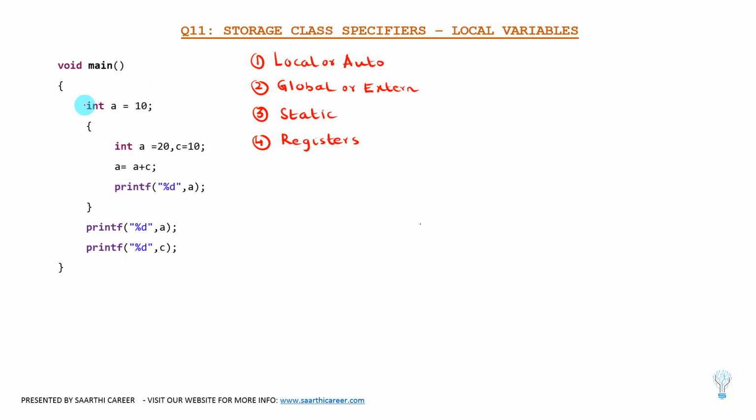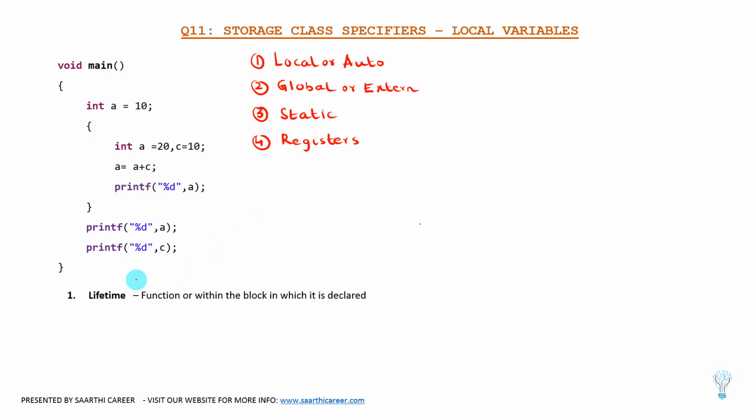So local storage class specifier is indicated by the keyword auto, which indicates that it is a local variable, or we may not have any keyword, and if the variable is inside a particular function or within a particular block of code, those are local variables to that function or to that block of code. Now there are 4 points to remember with any kind of storage class specifier.